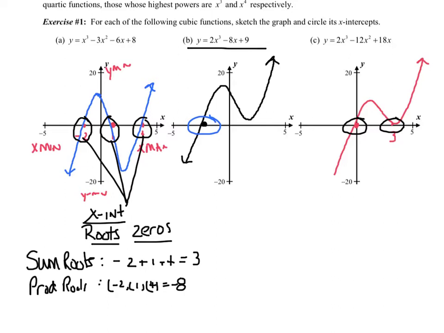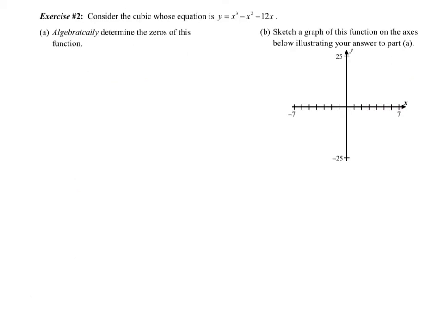So the whole point of this was discovering how many options you could have. A cubic, an x-cubed term, could have a total of 3 roots. It could just have 1 root, or it could have 2 roots. Exercise 2. Consider the cubic, and again, it's called a cubic because its highest exponent is a 3, whose equation is given there. Algebraically determine the zeros.